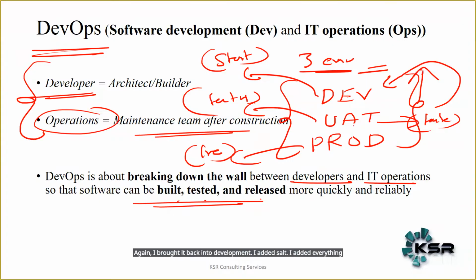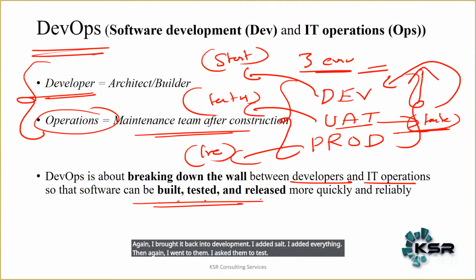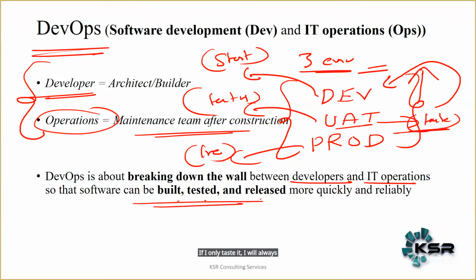Then again, I went to them. I asked them to test. If I only taste it, I will always say it's good because it's prepared by me. I will always portray that I've done it best. So I'll give it to others. So they will taste it. Once they give a go-ahead signal, then I will go and serve the food. That's where the 3 environments are very important.